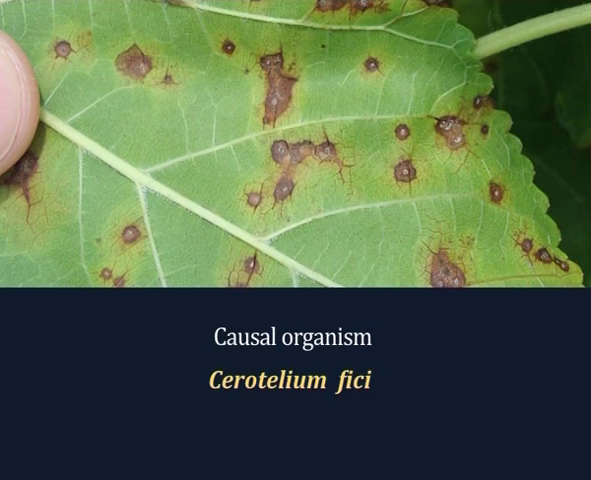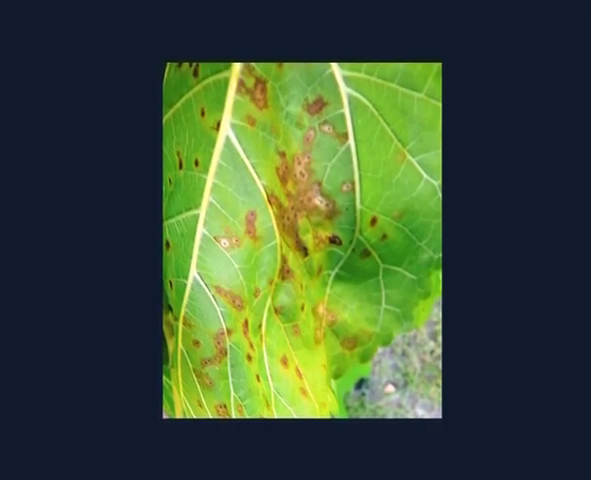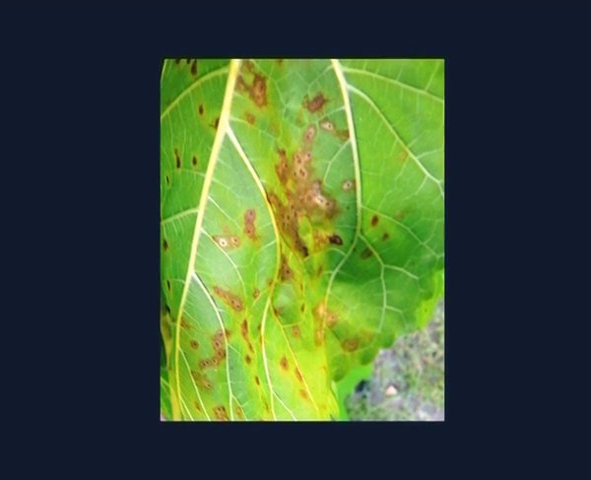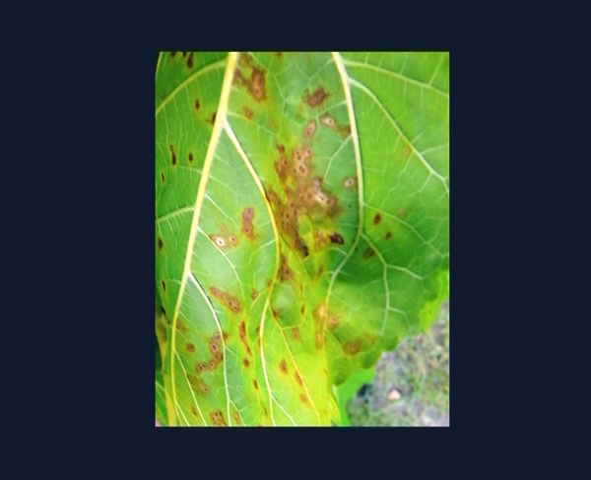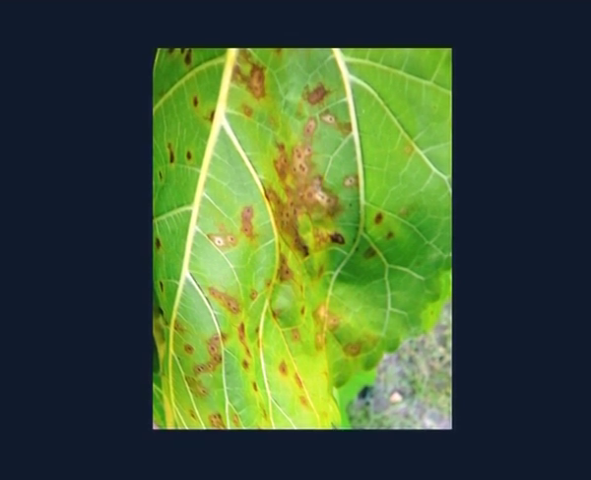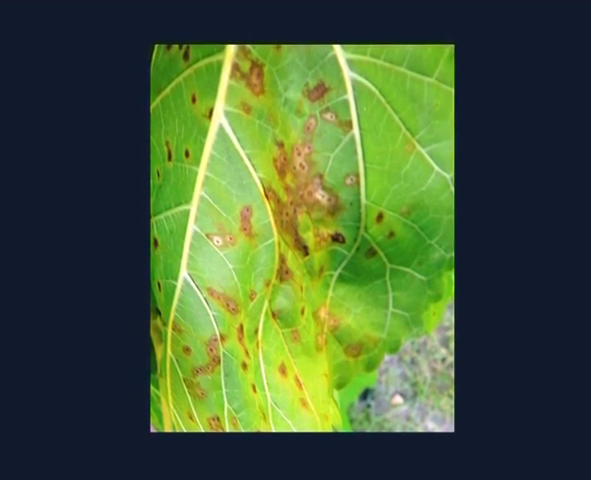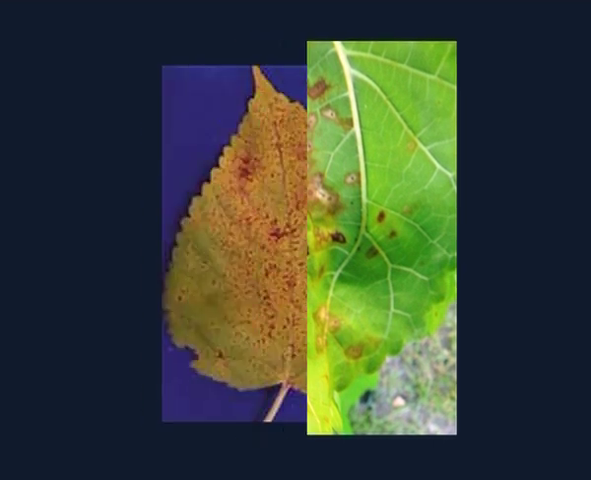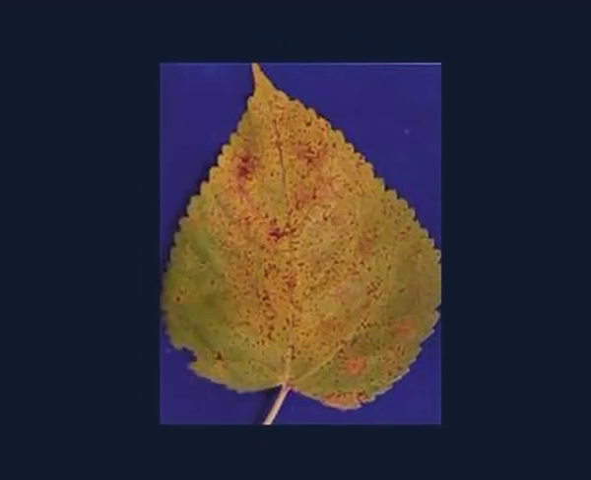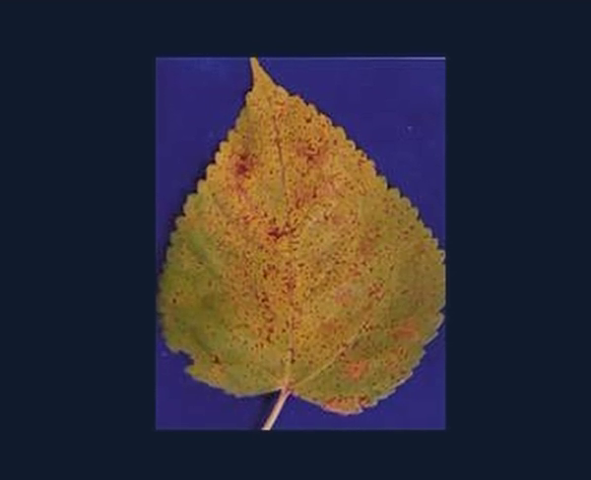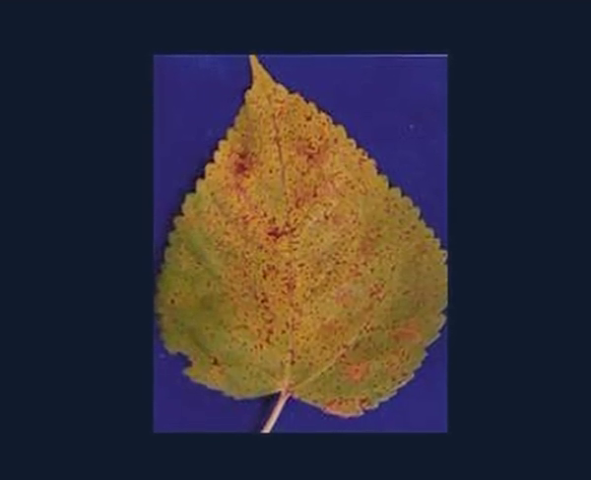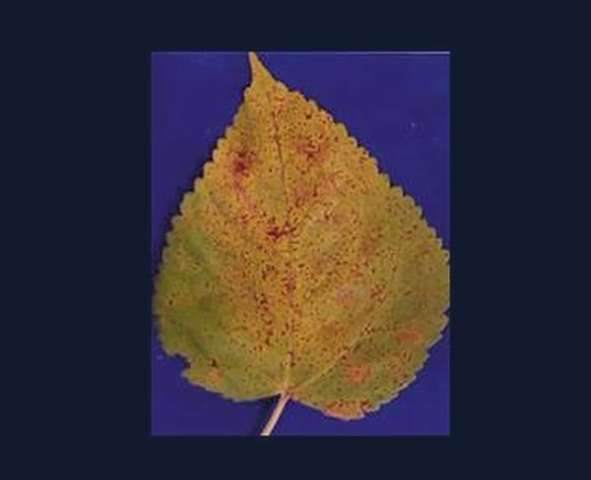Now let's see the symptoms of the disease. The pathogen produces numerous pinhead size circular to oval, brownish to black, eruptive lesions or spots on the surface of the leaves. The affected leaves become yellowish, and as the disease becomes severe, the leaves wither off prematurely.